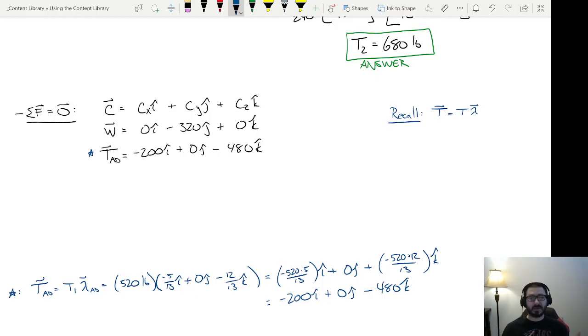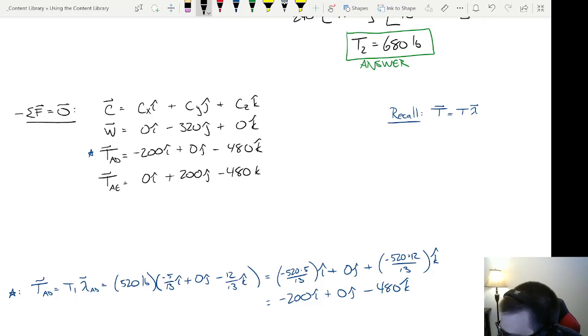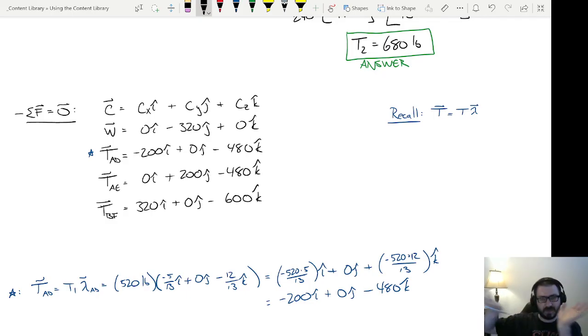So now that we know those tensile forces, we can distribute all that out. So when you do that for the remaining two, you end up getting 0i, positive 200j, and then minus 480k. And then for TBF, you end up getting 320i plus 0j minus 600k. That's what happens when you chug all that out.